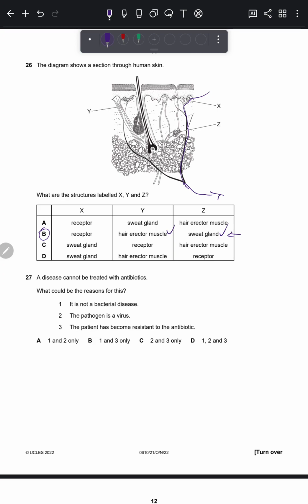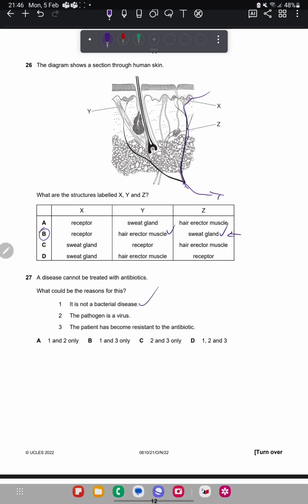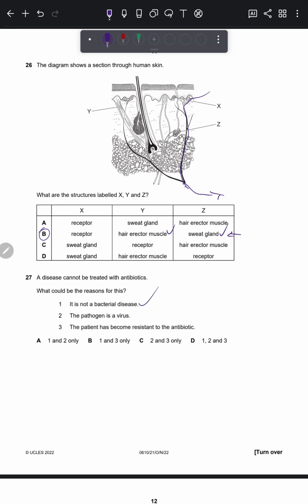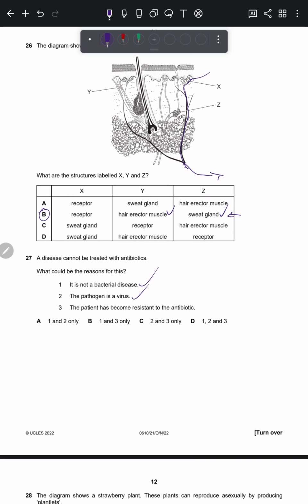A disease cannot be treated with antibiotics. What is the reason for this? What could be the reason? So if the disease is not bacterial, the antibiotic cannot treat it. That is correct. If the pathogen is a virus, the antibiotic cannot treat it. That's also correct. And the patient has become resistant to the antibiotic. If it has become resistant, that means it won't be effective and the disease won't be cured.